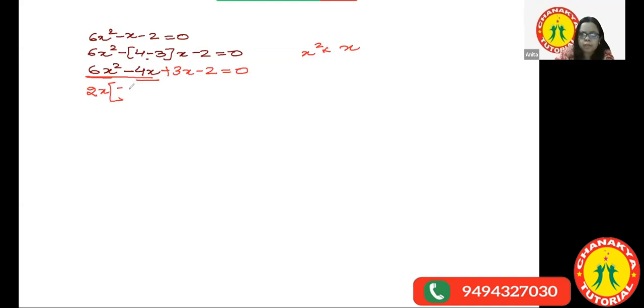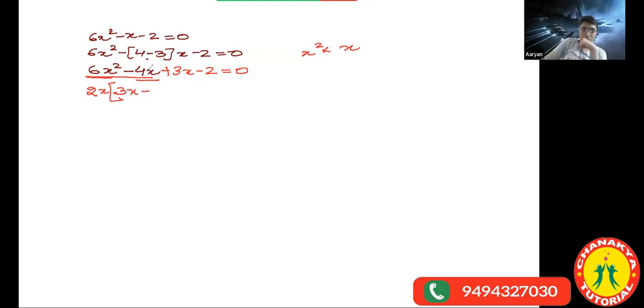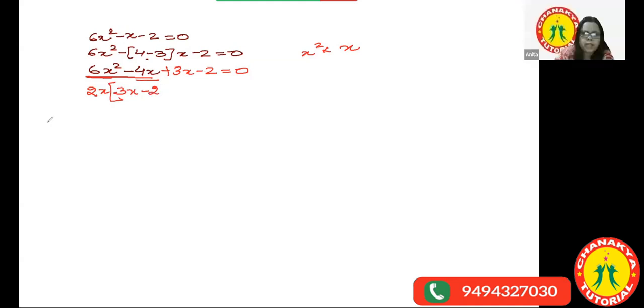Then 2 3s are 6. It will be 3 into x minus 2. 1s are 2x, 1s are 2x, 2 2s are 4. So minus 2. Now in between 3x and minus 2, what is common here? Nothing. So you will take 1 common, because 1 is the factor of all the numbers. So 3x minus 2.